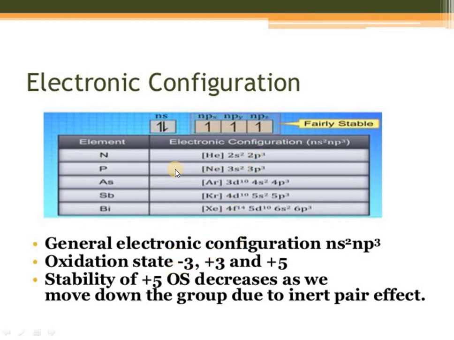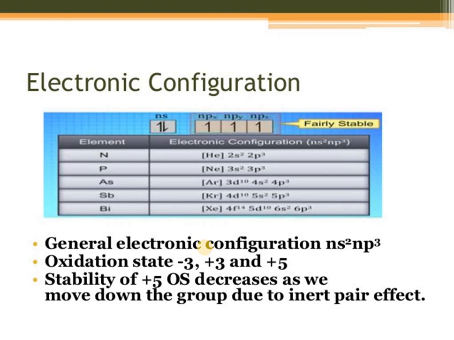Now the chance is that they are having 5 valence electrons. If they are gaining 3 electrons, then also the octet is completed, either by losing electrons or gaining electrons. If gaining of electrons takes place, then -3 is the oxidation state. So this is the only difference between the oxidation state and valency. Oxidation state will be along with the charge, negative or positive, but valency is always having no charge as such. Stability of +5 oxidation state decreases as we move down the group due to inert pair effect.